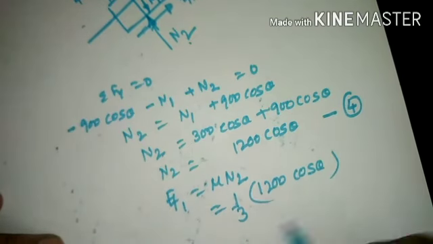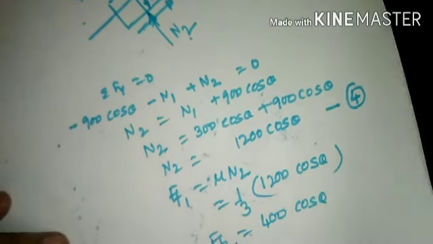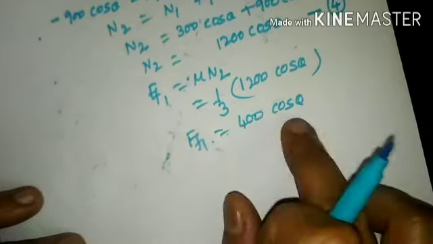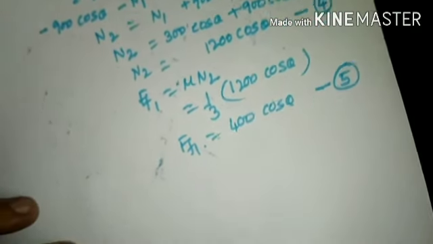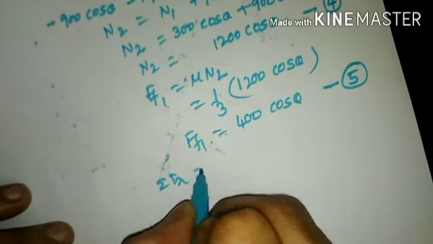So as a resultant, this will be 400 cos of theta, the value of F of F1. So this will be the equation for F of F1. This is what you call equation number 5. Then you take summation Fx is equal to 0.